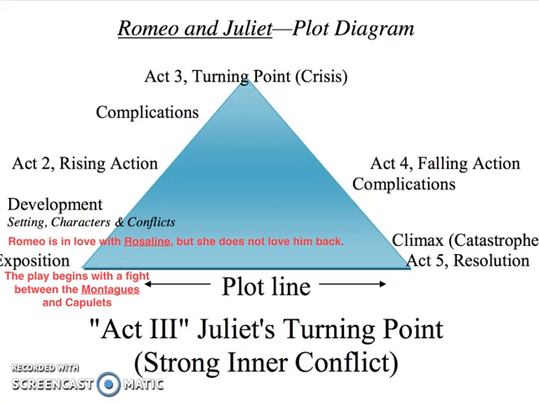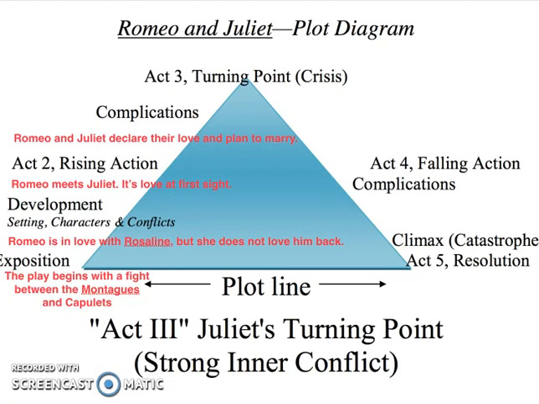Then we meet Romeo and we find out that he is sad. He's depressed because he is in love with a young lady named Rosaline who does not return his affections. Then Romeo decides to go to the Capulet party to see Rosaline. When he gets there, he actually meets Juliet, and it's love at first sight.